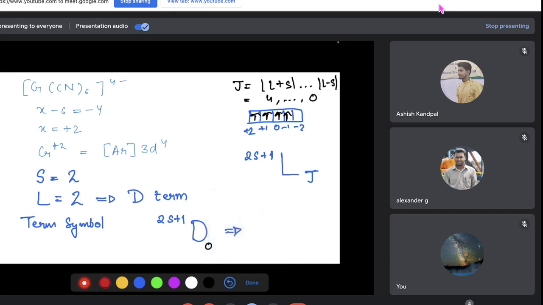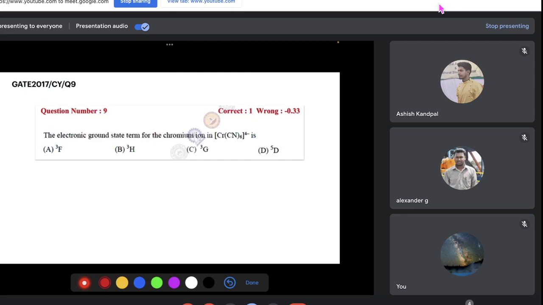So you can write the term as 2S plus 1, that is 5D0. Here you can see that the correct option we are given is the 5D option, where J is not written, but we can go with the 5D option.